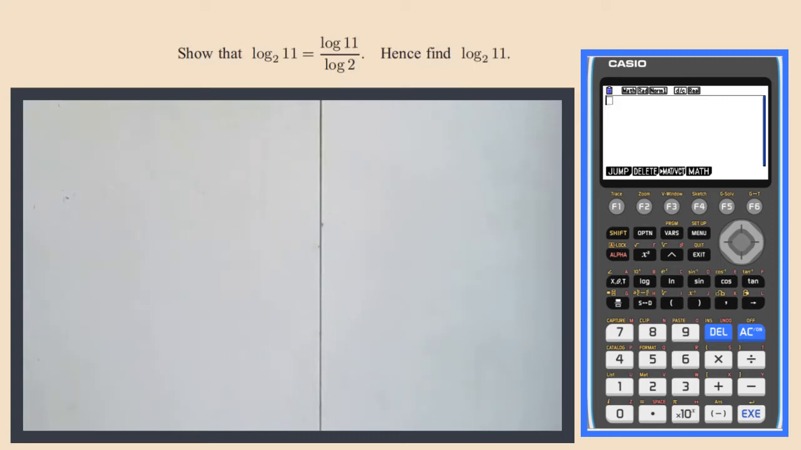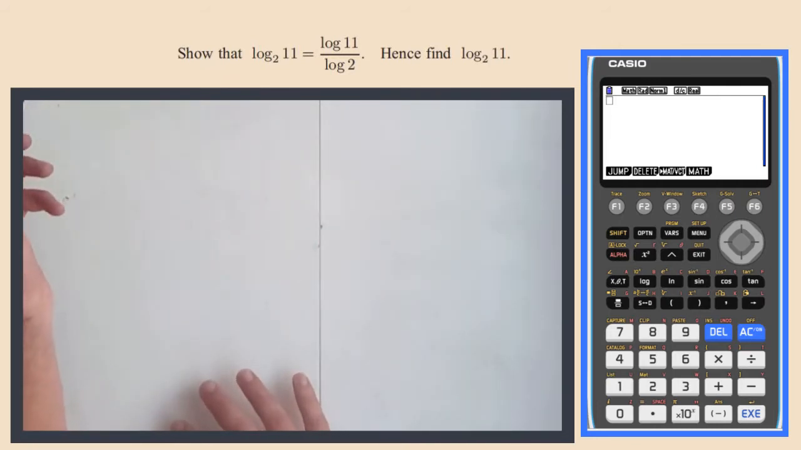Show that log base 2 of 11 equals log 11 over log 2, and hence find log base 2 of 11. We'll come to it in a minute, but hence means use the result to do this. So what it doesn't mean is find the answer in another way. That would not get you any marks.